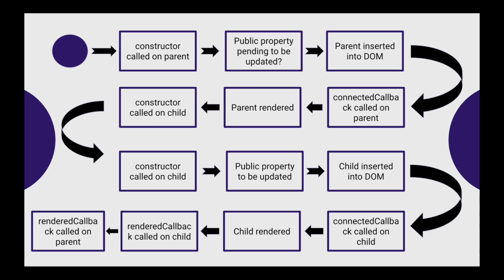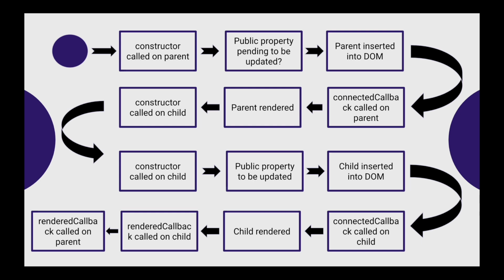So I'll make it very easy. I'll repeat it again. Suppose you have two components, one is parent and another is child. Currently we are talking about three lifecycle hooks only: the constructor, connected callback, and the last one is rendered callback. First the constructor is called, then the connected callback, and the last one is the rendered callback. So this is the sequence.